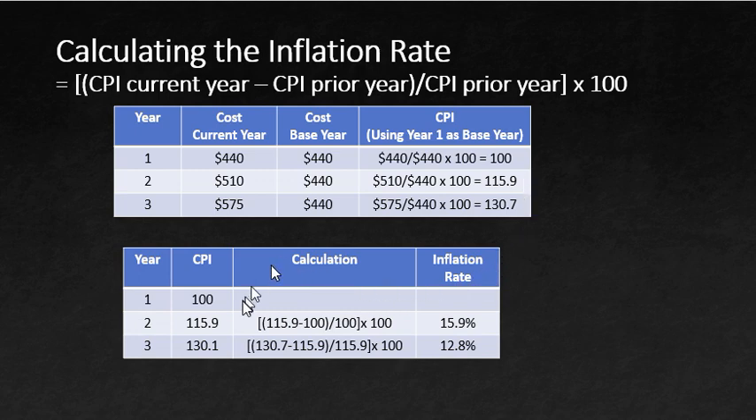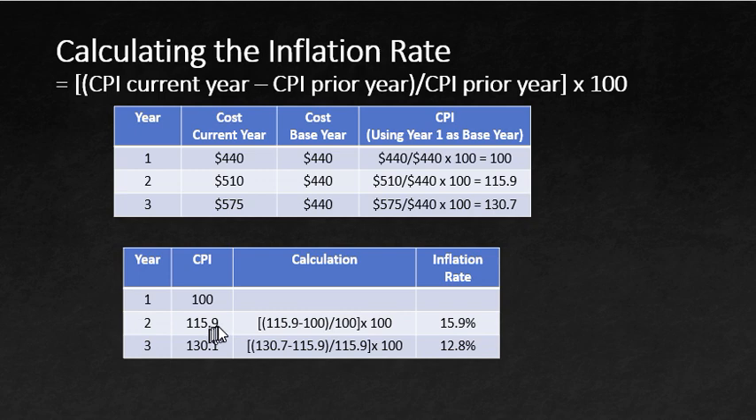So down here, obviously we can't calculate it if we don't have a prior year. So for year 2, going from 100 to 115.9, we're going to take the 115.9 minus 100, the CPI from the prior year, divide by the CPI from the prior year, which is 100, multiply that by 100, and we would get 15.9%. So the inflation rate would be 15.9%.